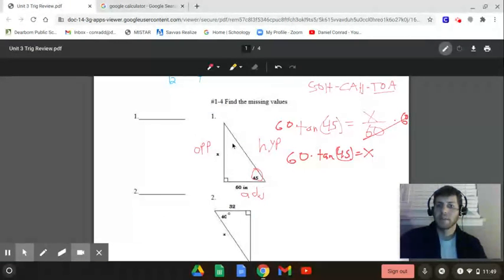And that makes sense because if those angles are the same angle, those two sides should be the same. So x is going to be 60. Okay, so x equals 60 here.